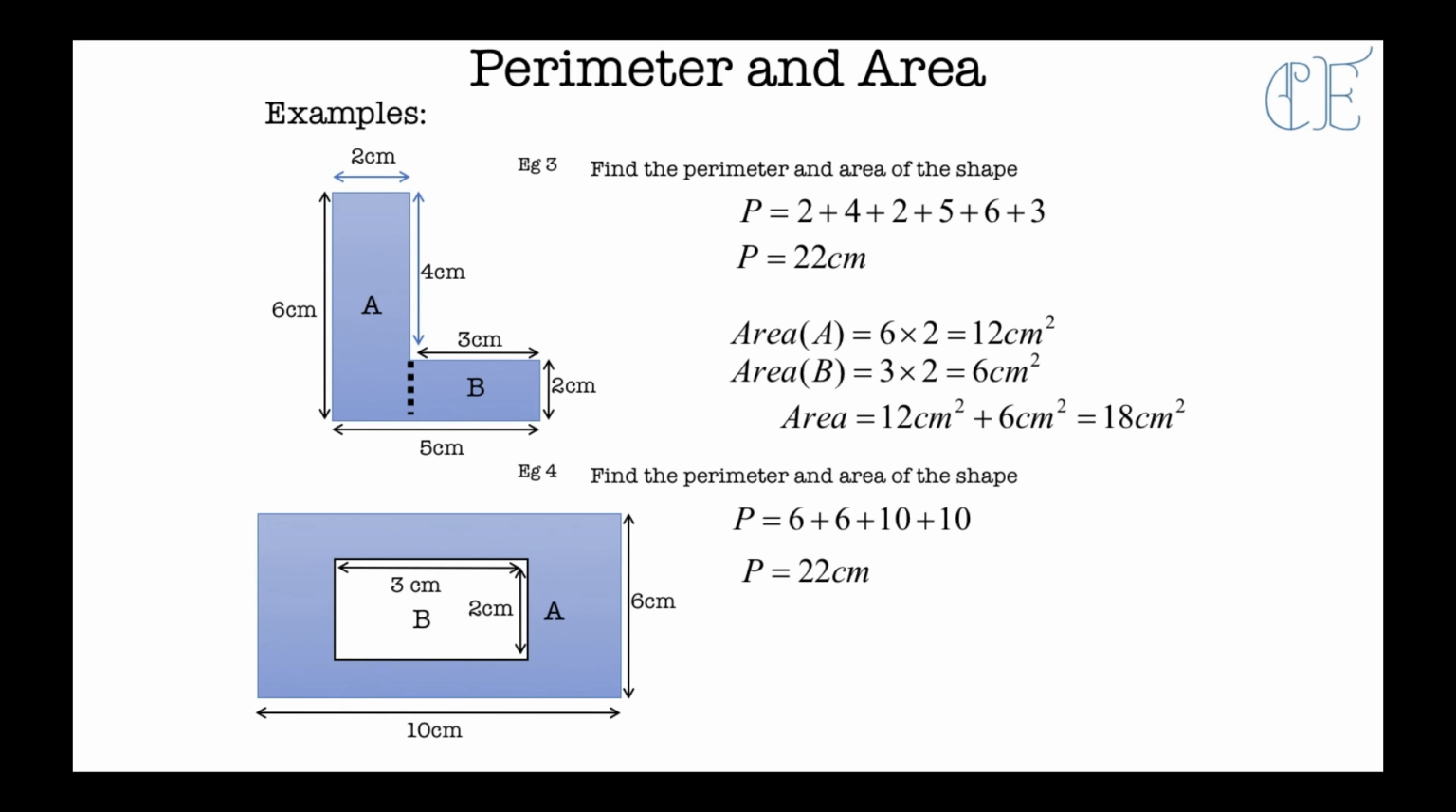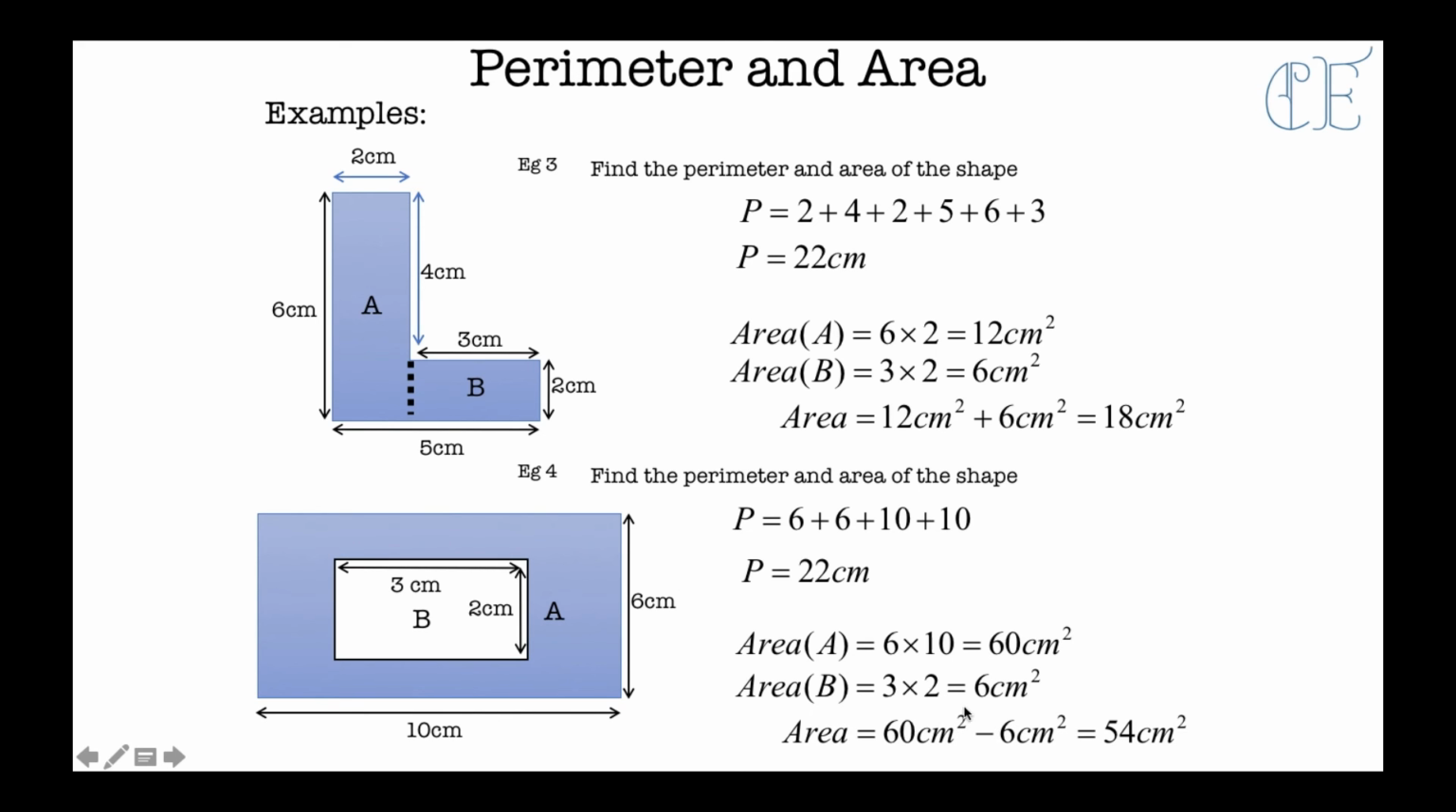Now for the area of the shape, we need to work out the area of A first. The area of A will be the whole thing, including this bit in the middle, because we need to get rid of this bit later. So the first thing we're going to do is find the area of the whole thing, which is 6 times 10, giving us 60 centimetres squared. Then we will find the area of this cutout section, which is B. So we do 3 times 2, which gives us 6 centimetres squared. And finally, we're going to subtract that measurement from this bigger one to just give us what is left on the outside. So you would do 60 take away 6, which gives you 54 centimetres squared.